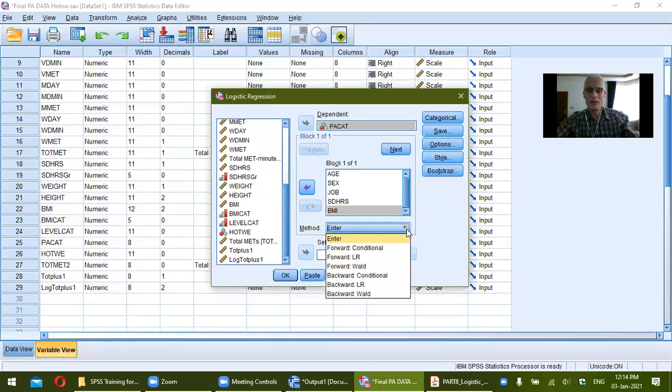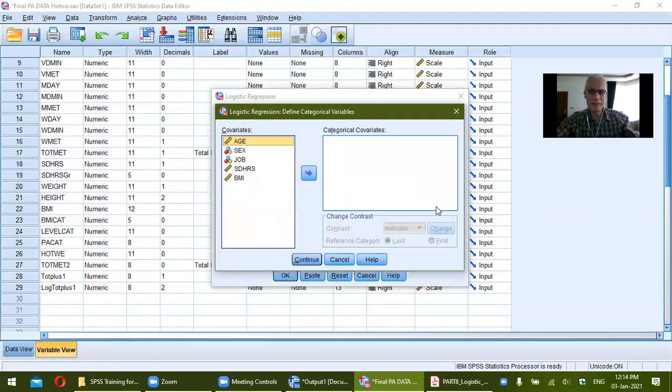There are several methods. Use the default. There's a step here called categorical, which is important. The categorical variables here are sex and job, and automatically SPSS will consider one of them as the indicator or reference variable, and the other is the variable which gives the odds ratio. Let's put it as it is, and later we'll see. Probably we can change it, of course.